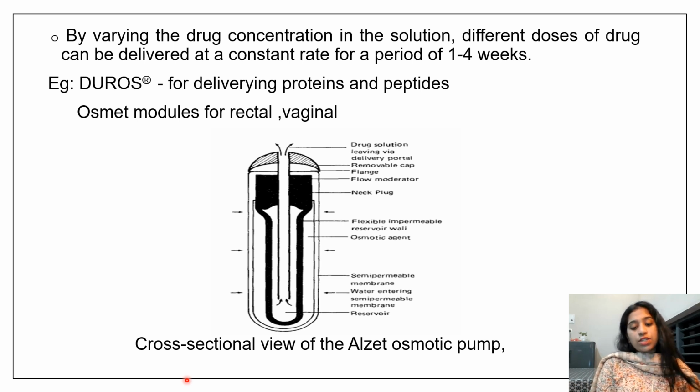So this is the cross-sectional view of Alzet osmotic pump. This is the semi-permeable membrane. The water enters through this semi-permeable membrane, and inside it the osmotic agents are present. Then this is the drug reservoir. The drug reservoir is coated with a flexible impermeable wall. Inside, the drug is present, and the drug leaves through this delivery portal.